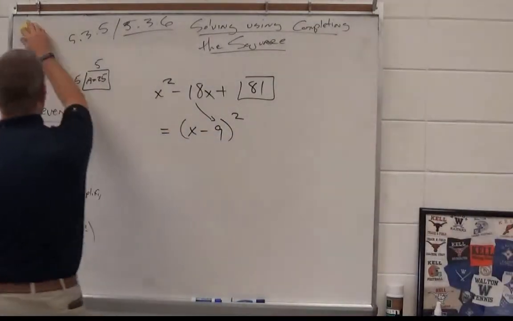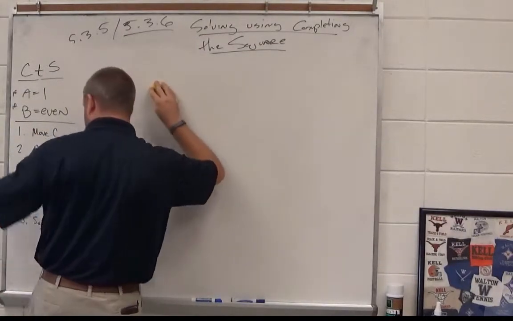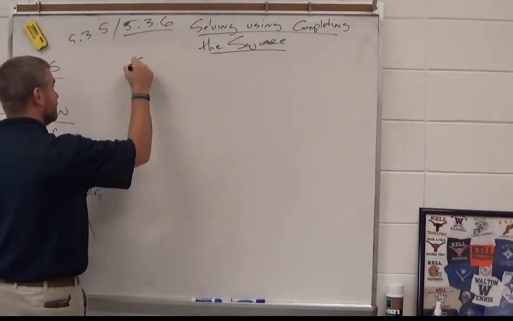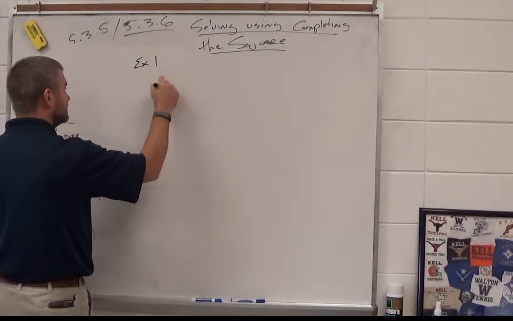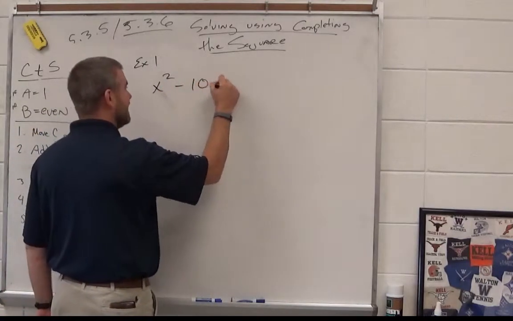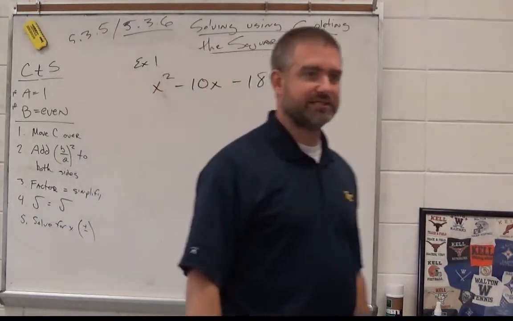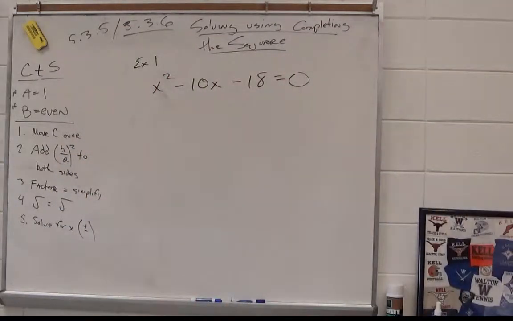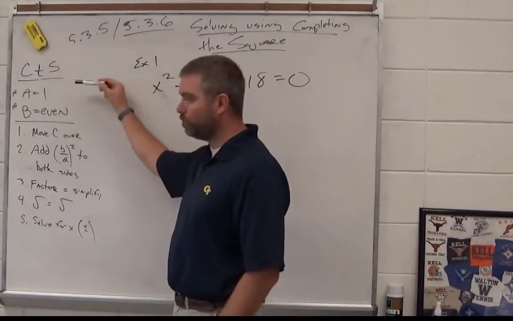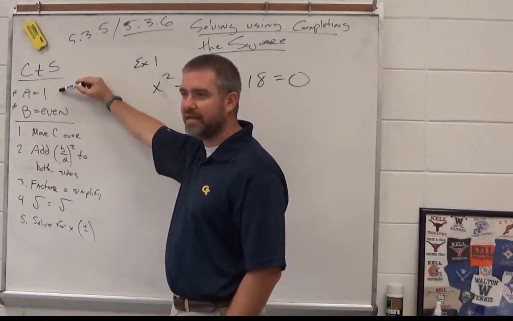So now that we have that down, let's talk about how to actually use it. And we're going to go through these steps. Okay? The first example, example 1, is x squared minus 10x minus 18 is equal to 0. Now there's a couple things that we need to talk about. First, solving using completing the square is only advantageous if these two conditions are met.